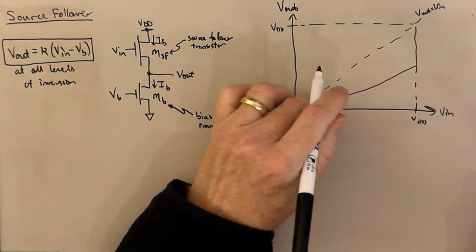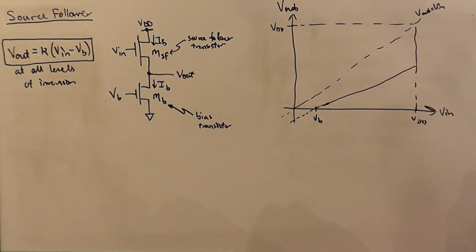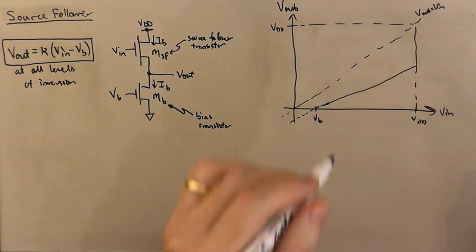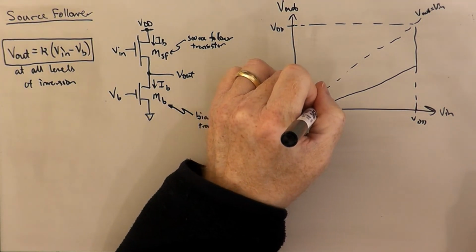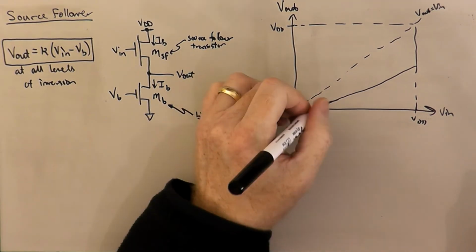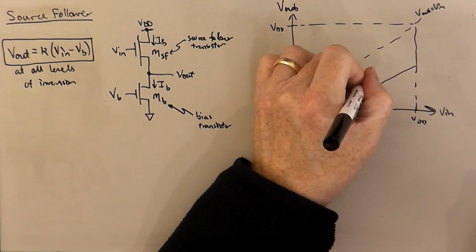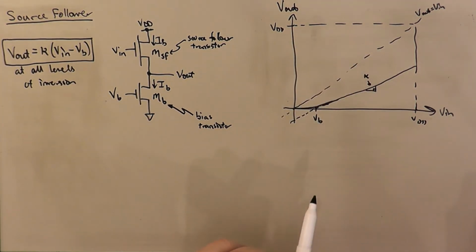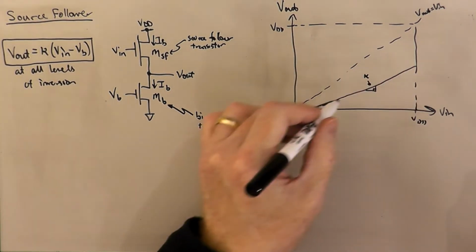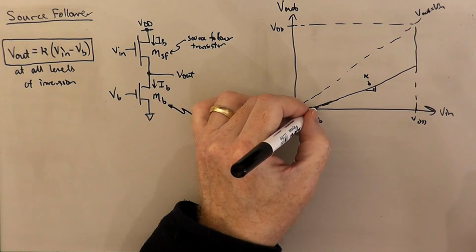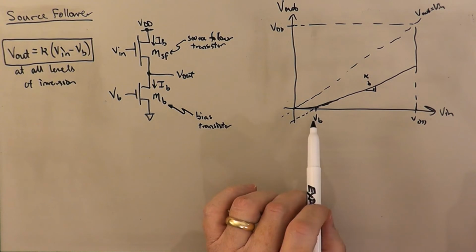Now, just like the emitter follower, our model is going to break because our transistor is actually going to be in the ohmic region at some point, and what the actual circuit is going to do is something like this. The slope here is going to be kappa. And if we extrapolate this line back, we're going to find that it intersects the x-axis, the Vin axis, at the bias voltage VB.